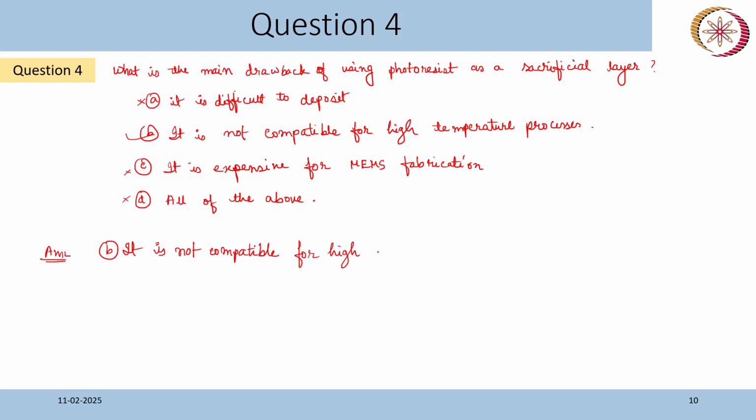You can look for different polymers. Like for photoresist, you will not get the exact composition, but you can look for what temperature this photoresist or this polymer can sustain. Okay.